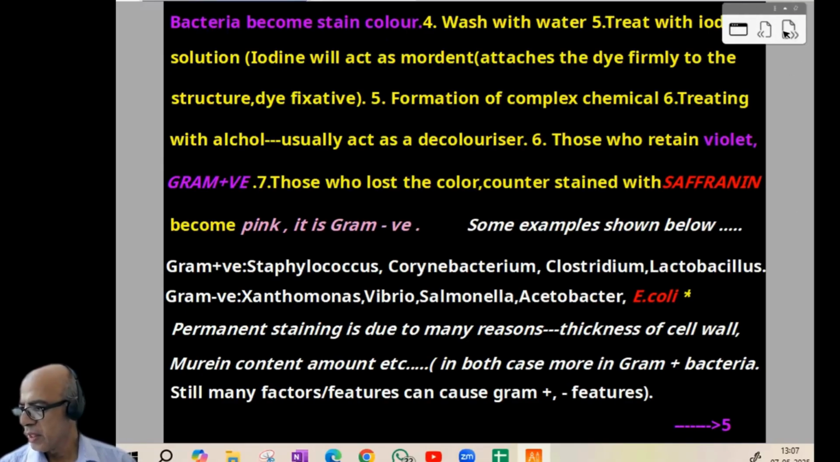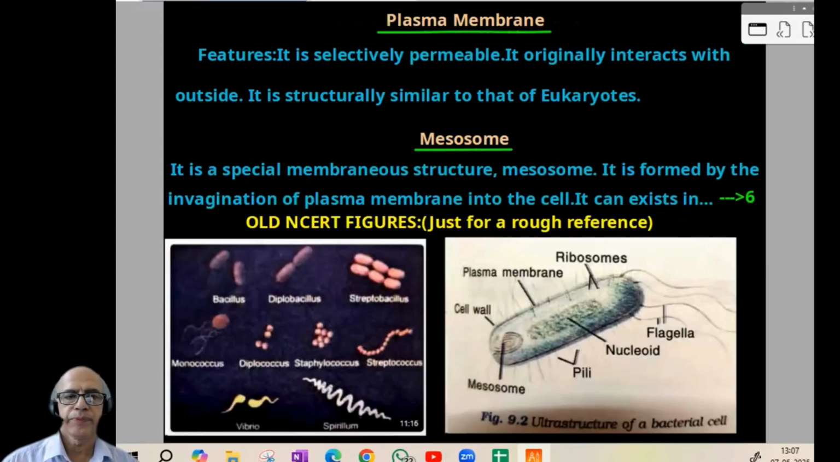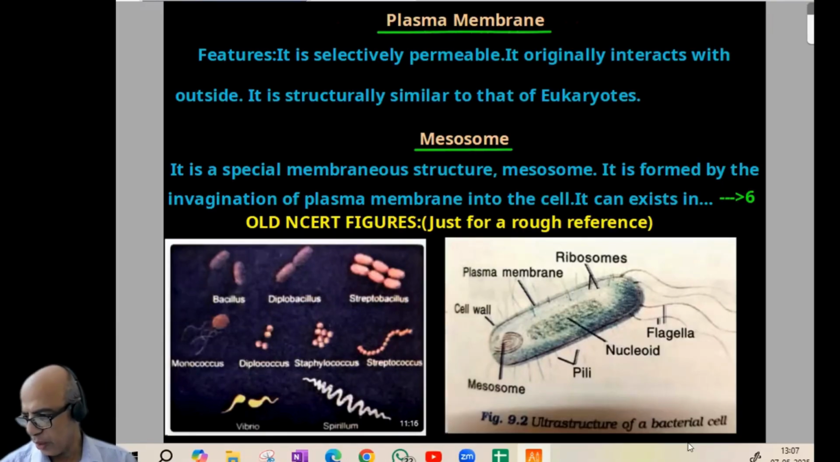Next is the plasma membrane. Features: it is selectively permeable. It interacts with the outside. It is structurally similar to that of eukaryotes. So glycocalyx, cell wall, plasma membrane. Now comes the mesosome. It is a special membranous structure, formed by the invagination of the plasma membrane into the cell. Here you can find it.